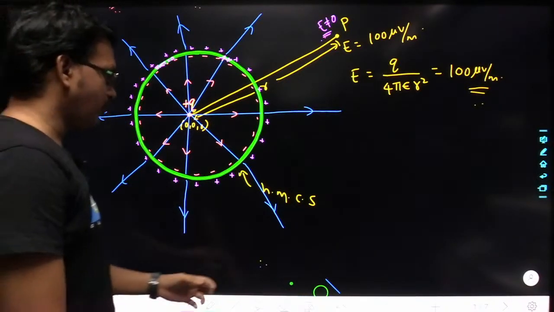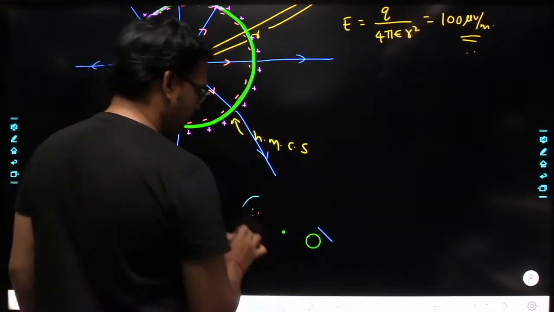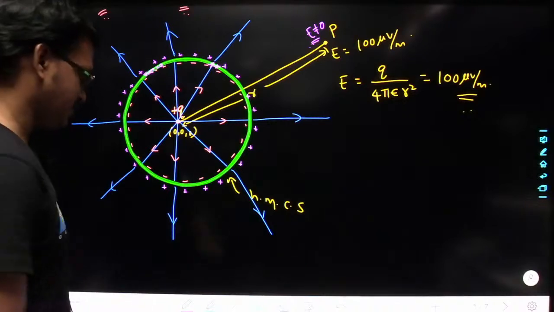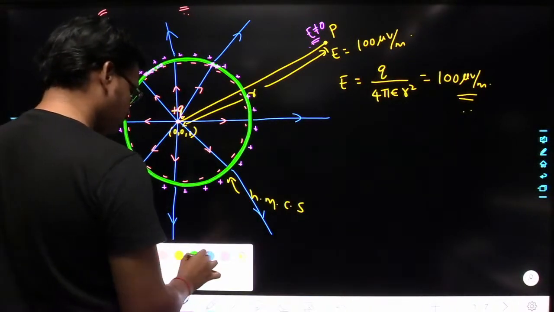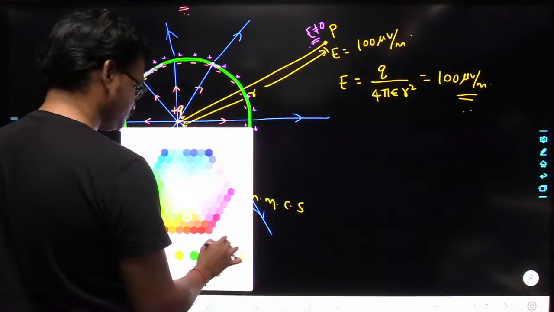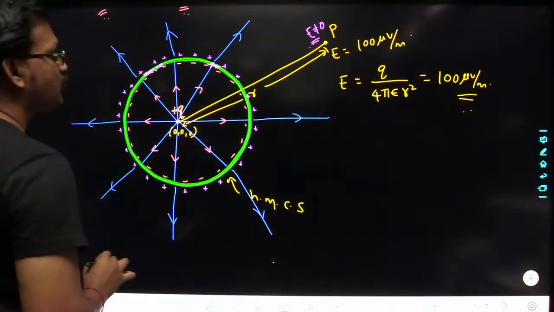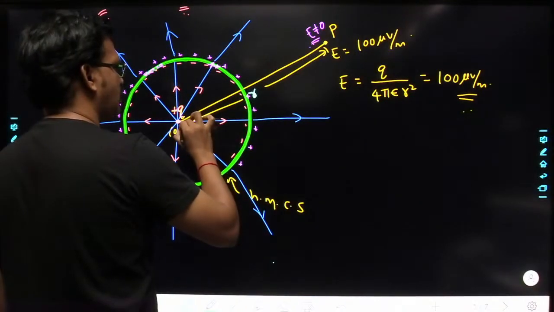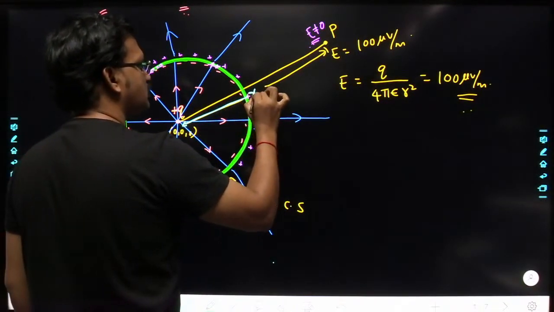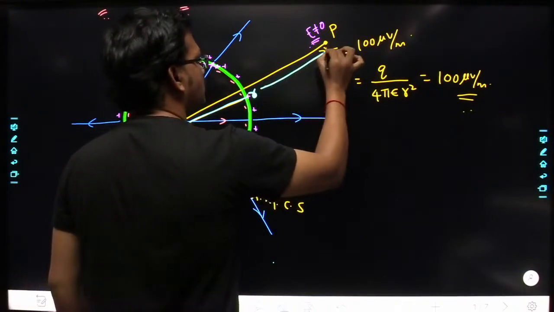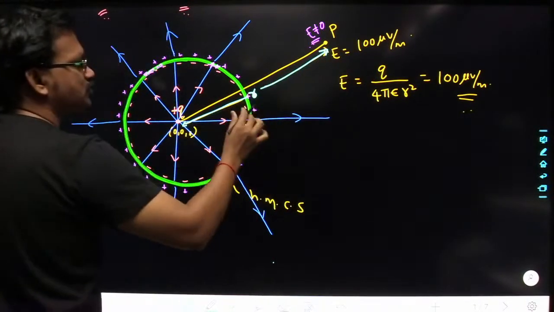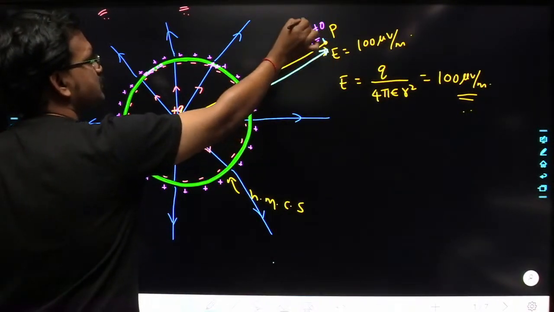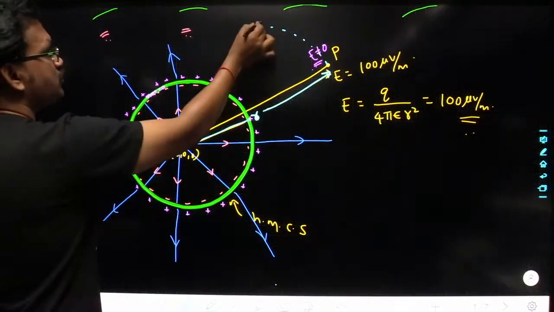So for that we are going to apply Gauss law here. What I am going to do is, with this radius r, I am going to form a Gaussian sphere like this, right?